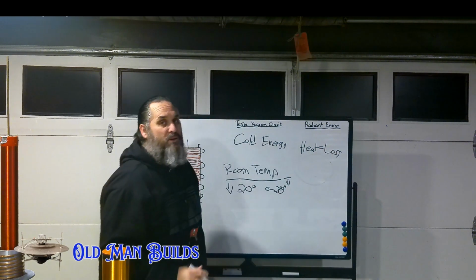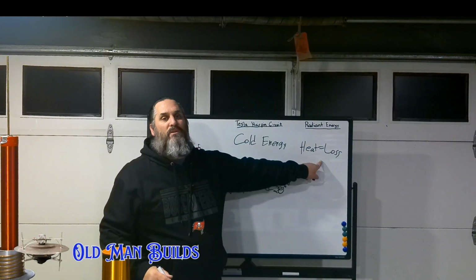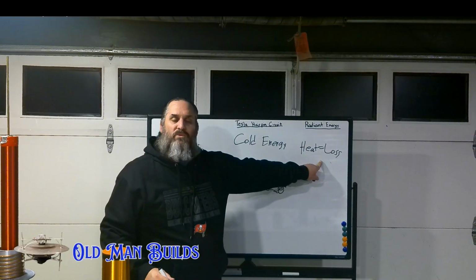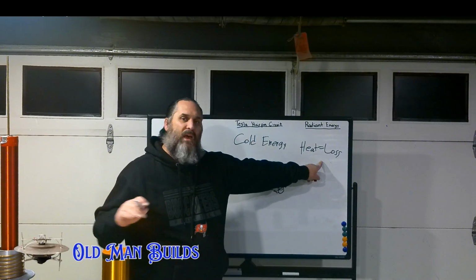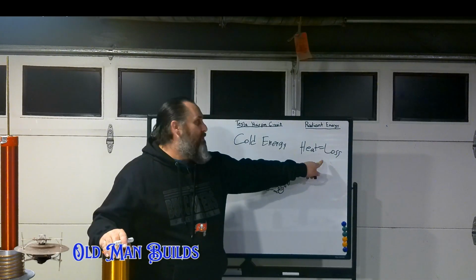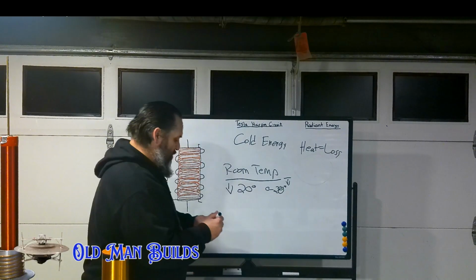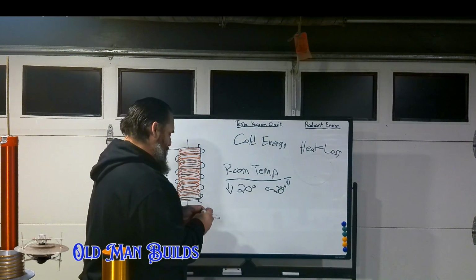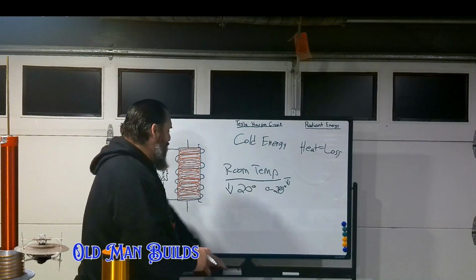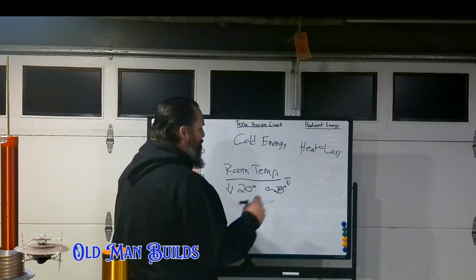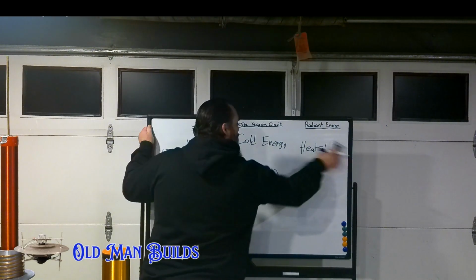Heat equals loss. I do not want this in any way. That's why I don't use the radiant energy from the outside of my Tesla coil, because heat is loss. It creates heat. Now, room temperature and below is cold energy. That's it.